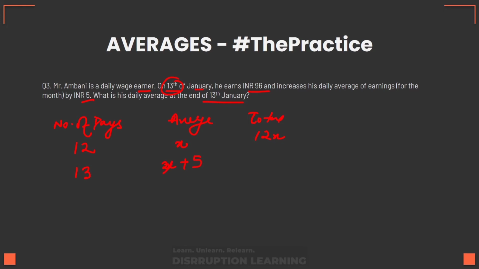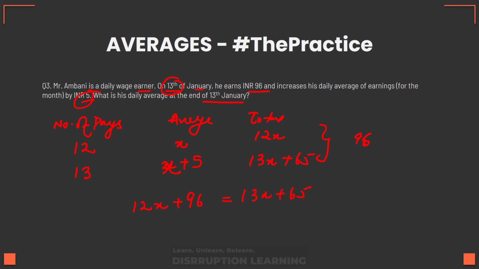I hope this is clear. So we know because his average has increased by 5, his average becomes X plus 5. And his total becomes 13 into X plus 5, which is 13X plus 65. Now we know that on the 13th day, he has earned 96 rupees, which means the difference between these two is actually 96. So can I say that 12X plus 96 is equal to 13X plus 65?